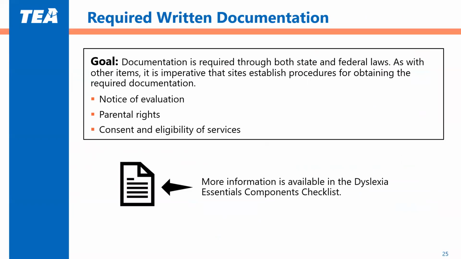The next section covers required written documentation. Similar to parent-guardian participation, it is imperative that schools and districts establish procedures to meet state and federal requirements for documentation and ensure they are implemented with consistency. Specific written documentation includes notice of evaluation, parental rights, consent and eligibility of services. For more information, you can refer directly to the Dyslexia Essential Components Checklist.